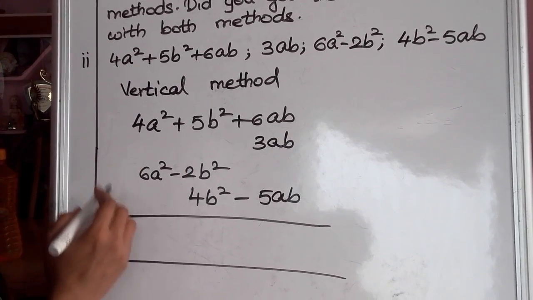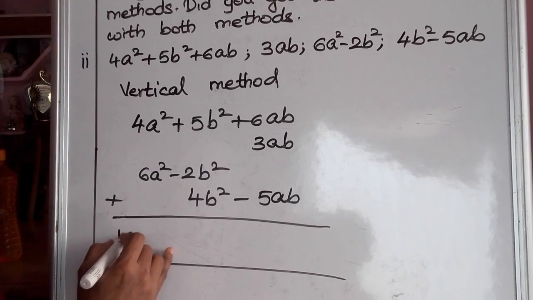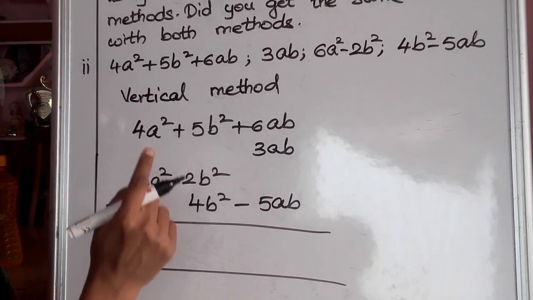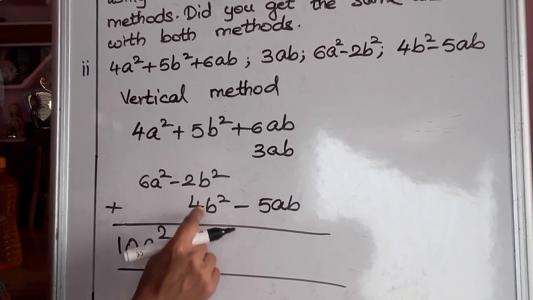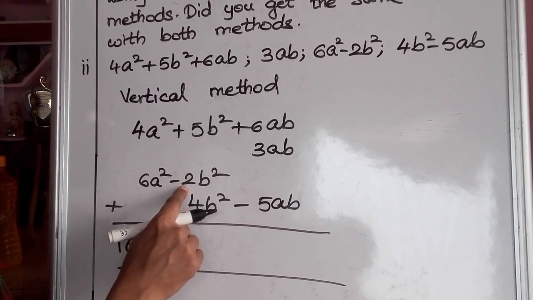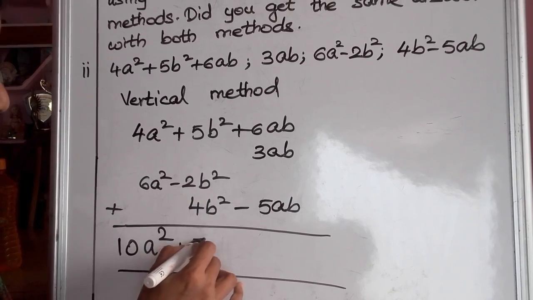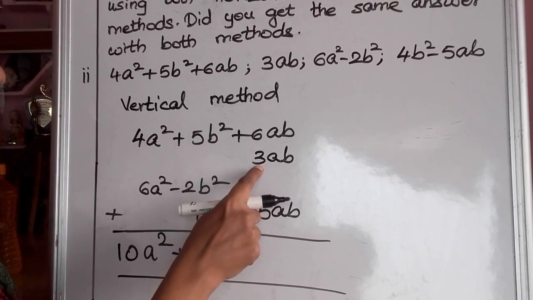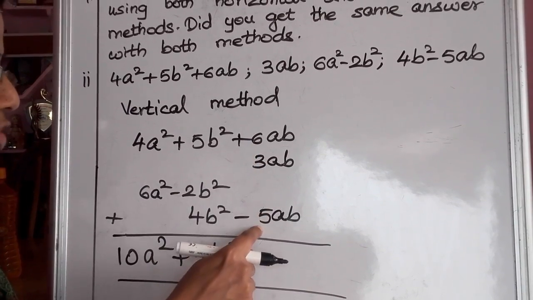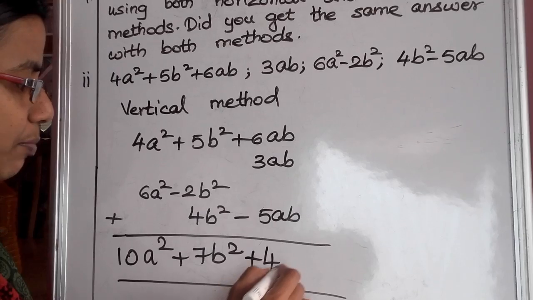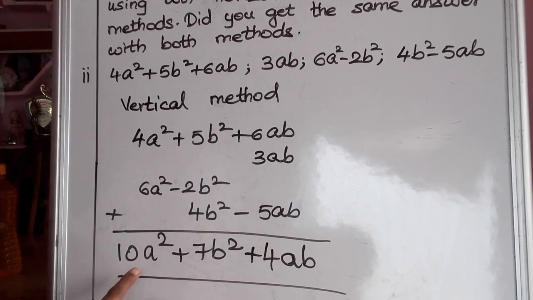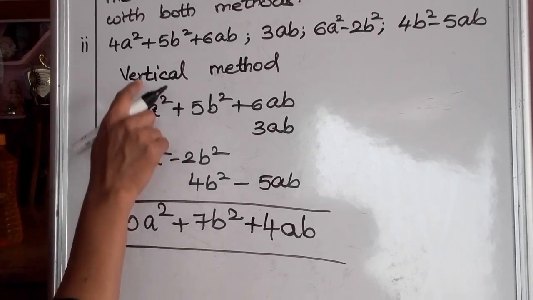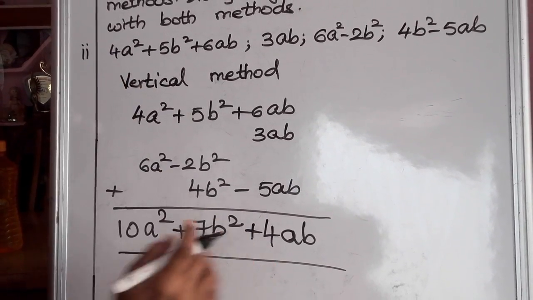4a square plus 6a square is how much? 10a square. Now 5b square plus 4b square is 9b square. 9 minus 2 is 7. So it is plus 7b square. Next, 6 plus 3 is 9. 9 minus 5 is 4ab. 10a square plus 7b square plus 4ab. In the vertical method we got this as the answer.